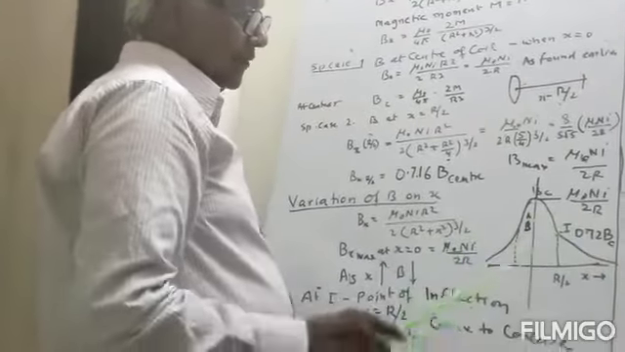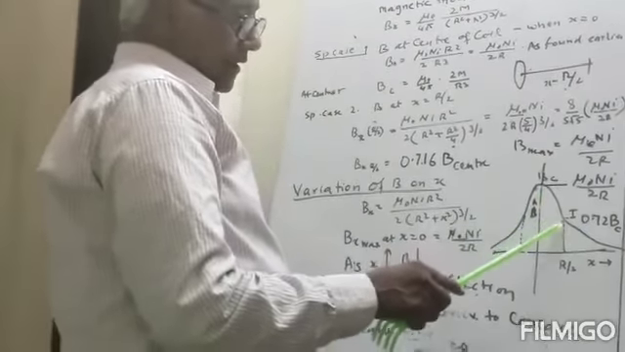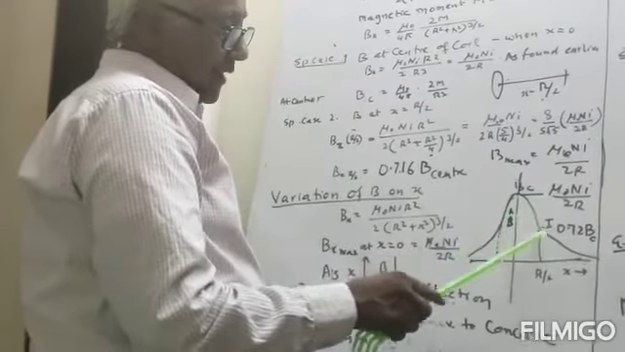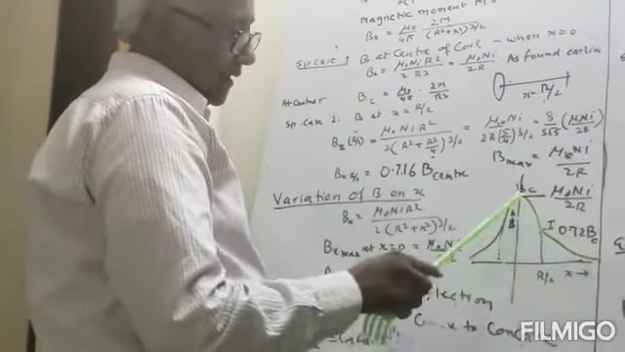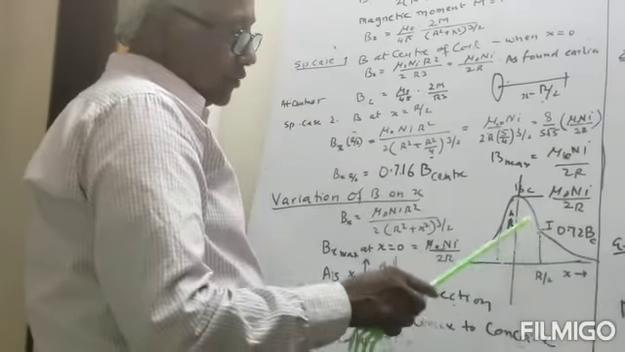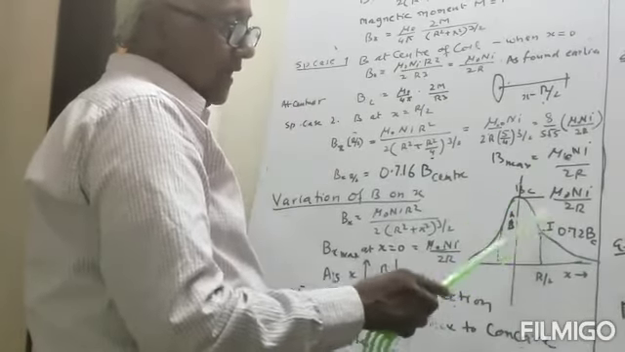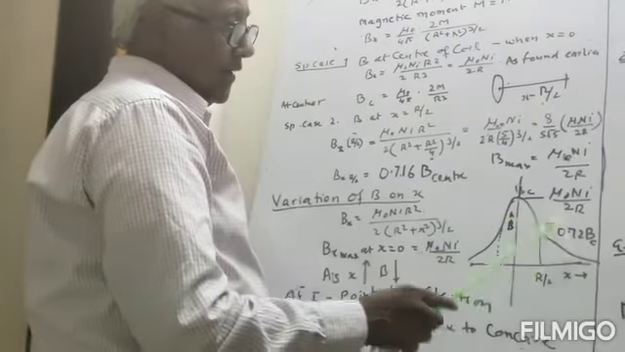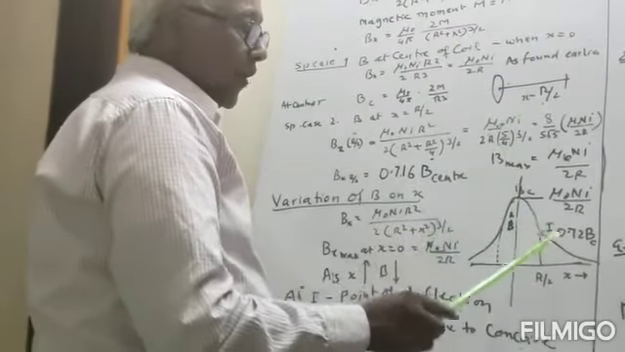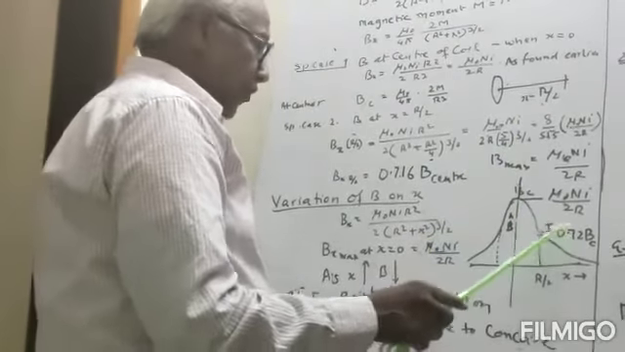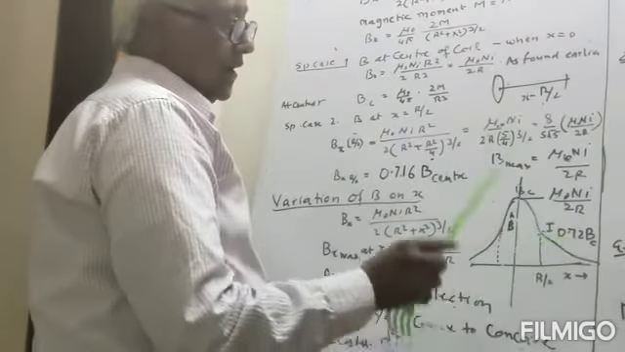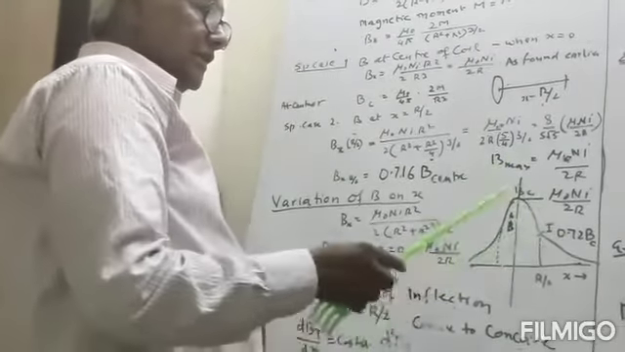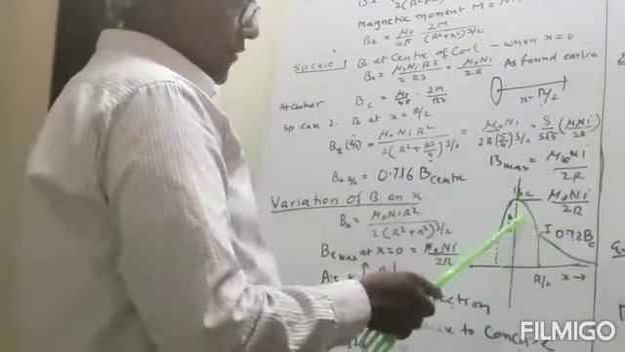If we look at the curve here, then at this point, before this the curve is concave, and after this it is convex. So at this point the curvature changes from concave to convex, and this point is known as the point of inflection. The point of inflection is a point where the curve changes its shape from concave to convex.